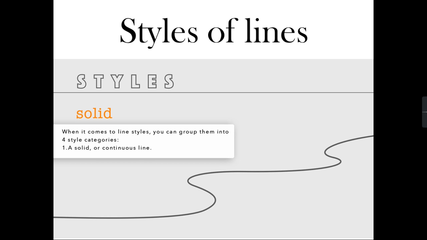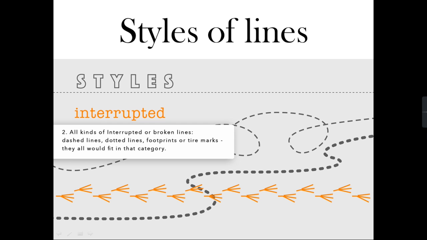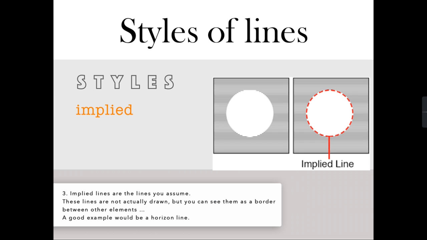Number one, a solid or continuous line like this one. Number two, all kinds of interrupted or broken lines. For example, dashed lines, dotted lines, footprints, or tire marks. They all would fit in that category.